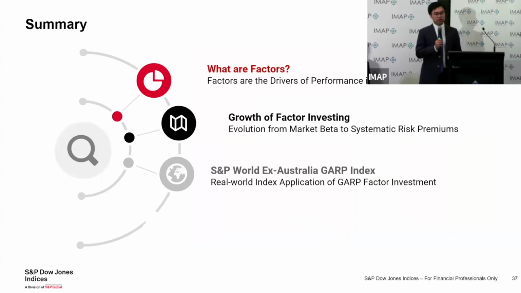So just to quickly conclude. What we talked about today: first, what are the factors? Well, factors are really the drivers of diversified portfolio returns. Think of them as the daily nutrients in your diet. And the growth of factor investing over the past 20, 30 years has a theoretical asset pricing model behind it, moving from the traditional market beta exposure to smart beta systematic risk premium exposures. And we used the S&P World ex Australia GARP index as an example to walk through how to construct a factor-based index and what its historical impact looks like. Julie, back to you.